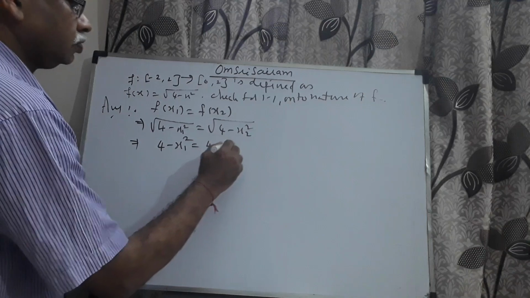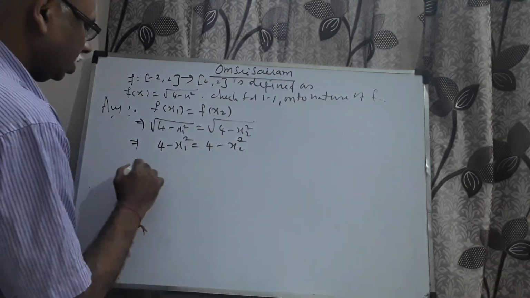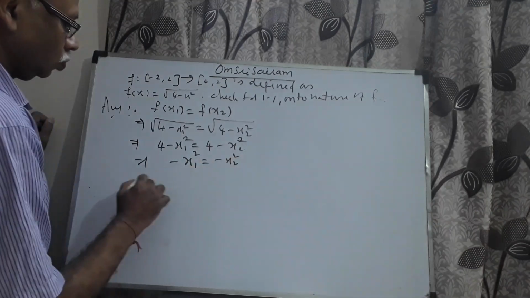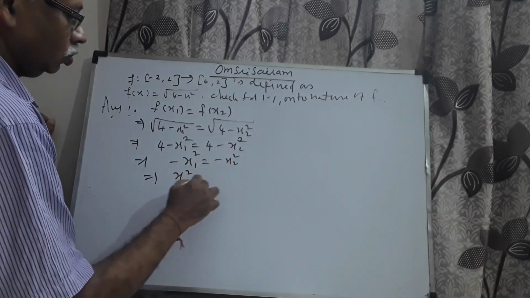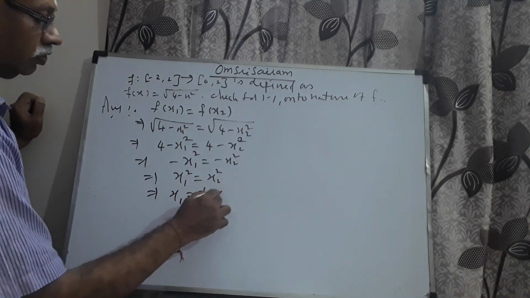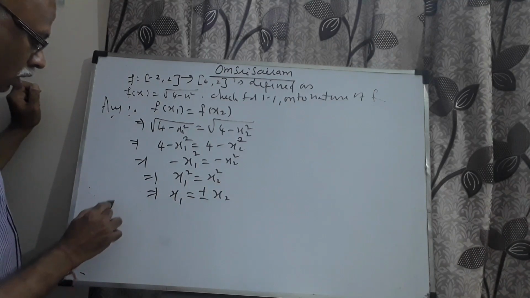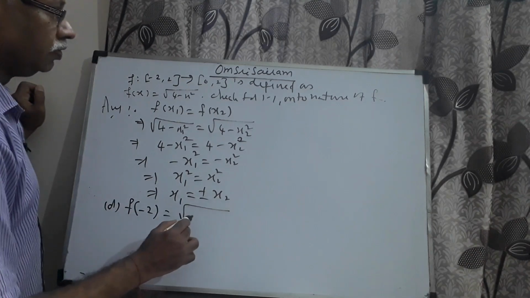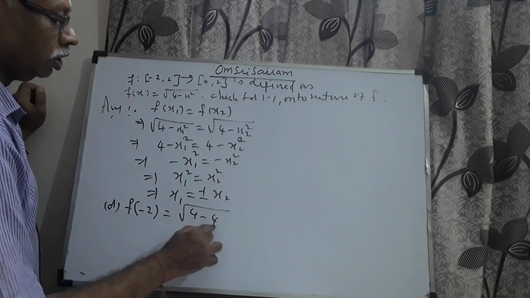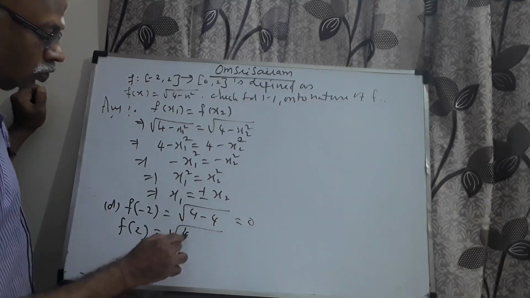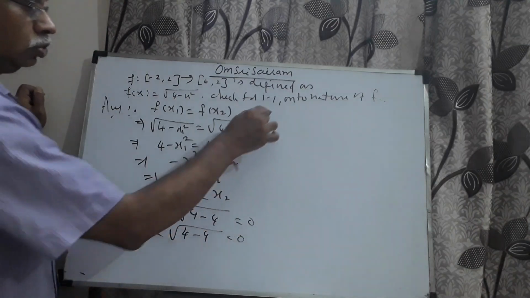It is 4 minus x2 square. After cancelling 4, I'll end up with minus x1 square is equal to minus x2 square, which will imply x1 square is equal to x2 square, which will imply x1 is equal to plus or minus x2. Or I can just explain: f of minus 2 is equal to root of 4 minus 4, which is 0. f of 2 is also root of 4 minus 4, that is also 0.